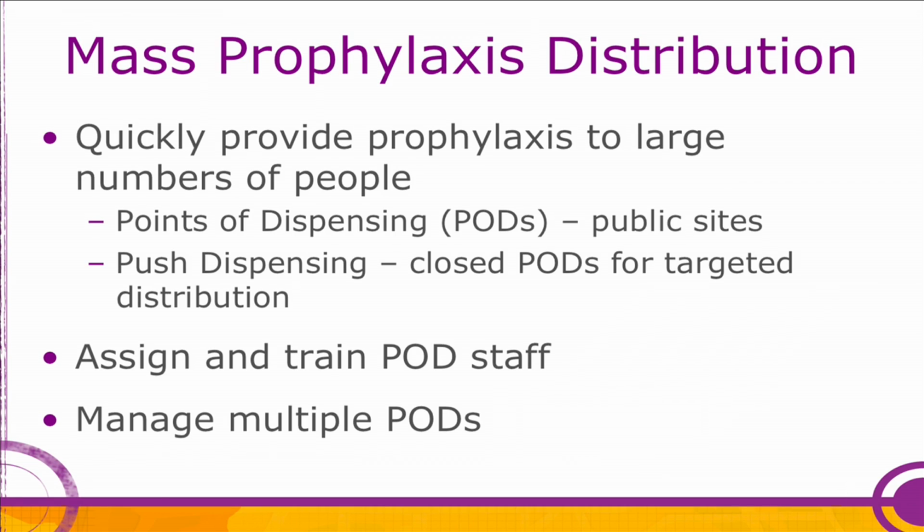These are public sites located in a central location that can be used to quickly distribute vaccines or medications to large numbers of people. An alternate way is through the use of push dispensing sites. These are sometimes called closed PODs. Closed PODs use large businesses, community organizations, or other large facilities to distribute prophylaxis to its members.